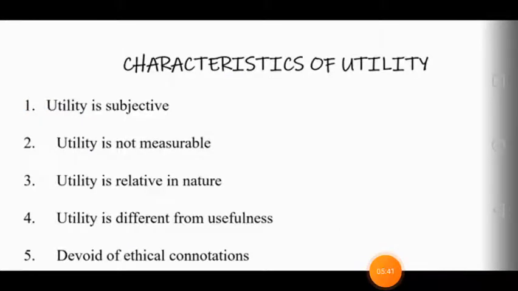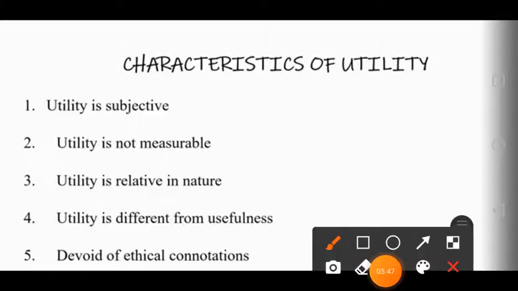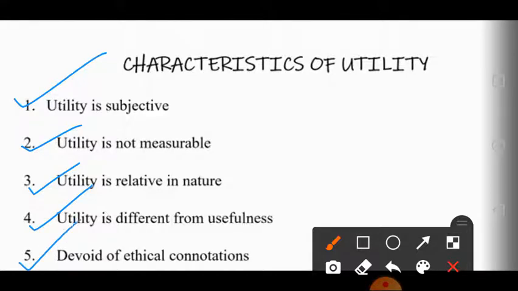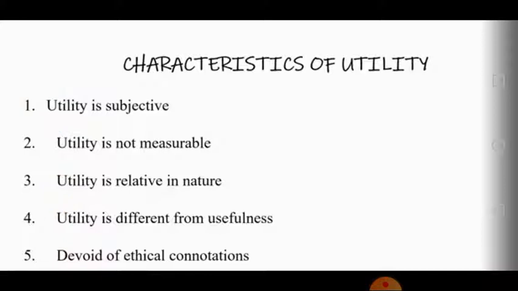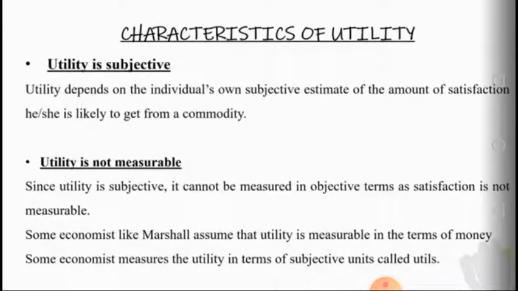After the meaning of utility, the next term is characteristics of utility. So what are the characteristics? First, utility is subjective. The second is utility is not measurable. Third, utility is relative in nature. Fourth, utility is different from usefulness and devoid of ethical connotations. So these are the characteristics of the term utility, and now we'll start one by one.